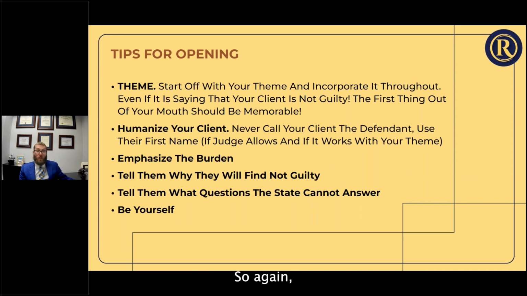So again, we're going to talk about theme. You want to start off with your theme and incorporate it throughout the entire trial. And even if it's saying that your client's not guilty, it should be the first thing out of your mouth. Make it something memorable. You also want to humanize your client. And the way you humanize your client, you don't call him your client, you don't call him the defendant. Depending on the theme or how you are treating your client, you might want to call them by their first name if the judge allows you to and it works with your client.